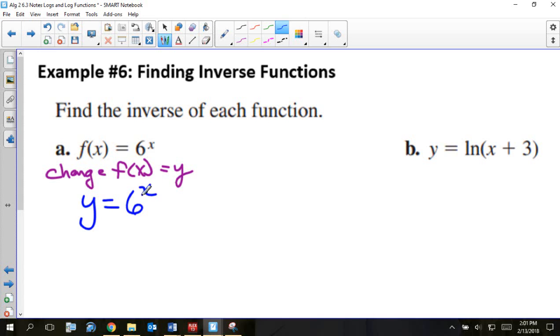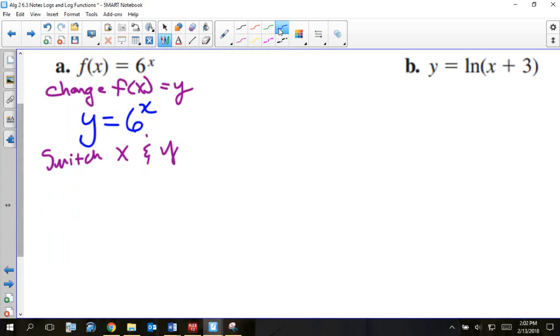Step 2, when we graph inverses, what do you know about the ordered pairs with inverses? We learned it in section 5.6. When we graphed inverses, how do we get the points? We switched x and y. And when we rewrote the equation, we switched x and y to get the inverse. So that's still the next step. So now I have x equals 6 to the y.